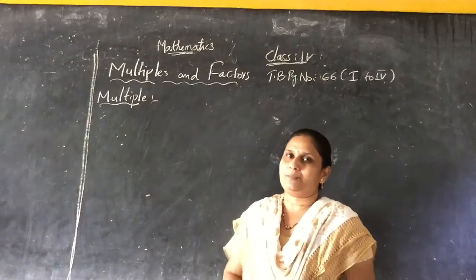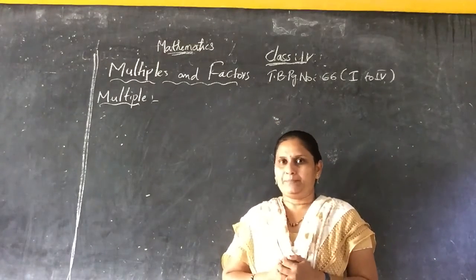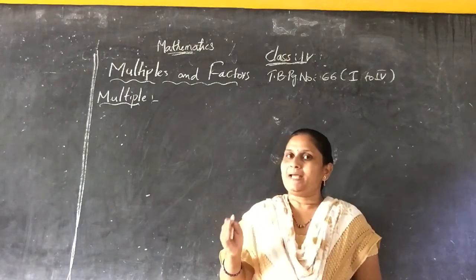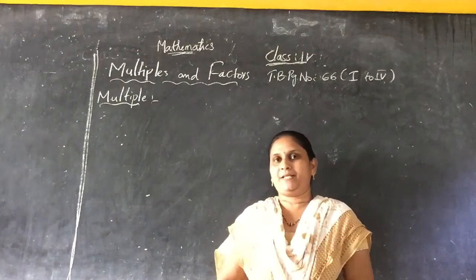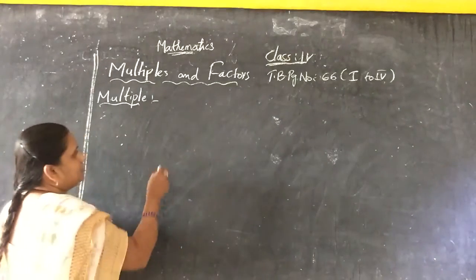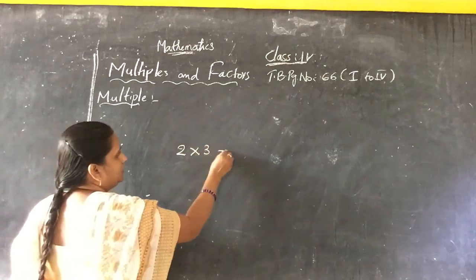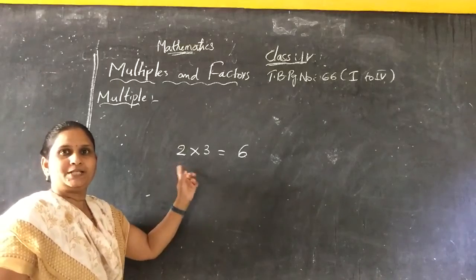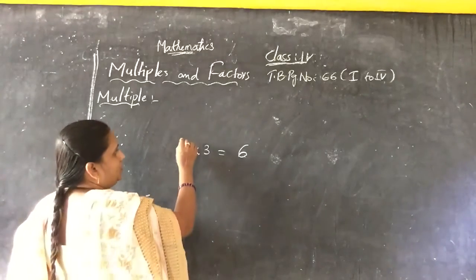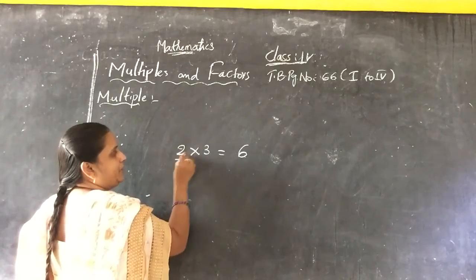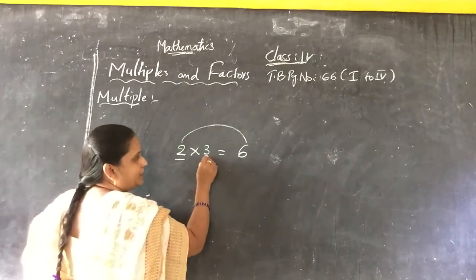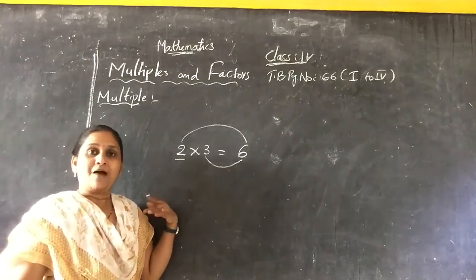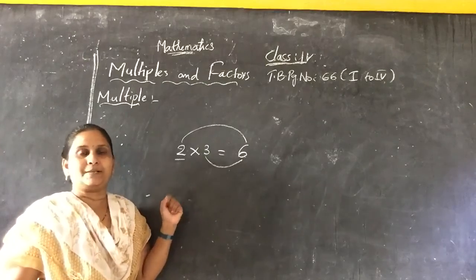So what are called multiples? See, after multiplying any two numbers, we will get the product, isn't it? So that product will be called a multiple of the given number. See, for example, 2 into 3, 2 3s are 6. It means the multiple of 2 is 6. The multiple of 3 is 6. What product we get after multiplying the two numbers, that will be called a multiple.